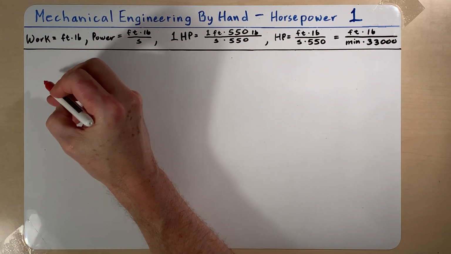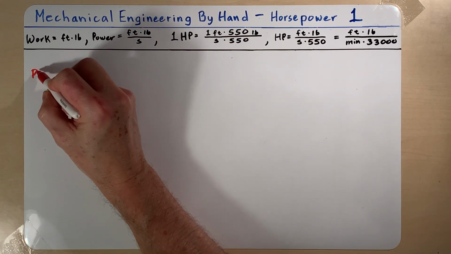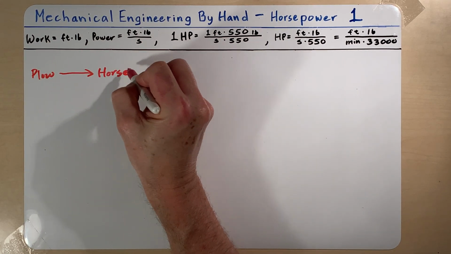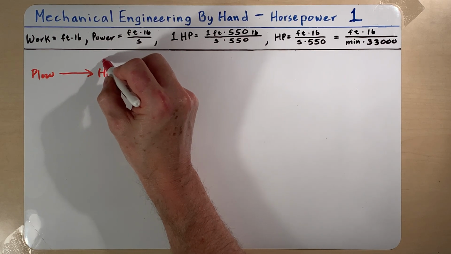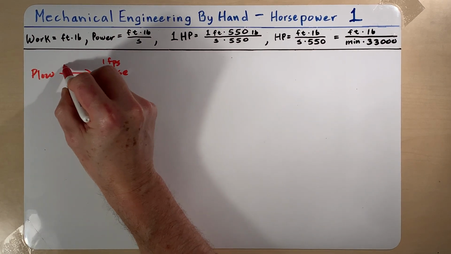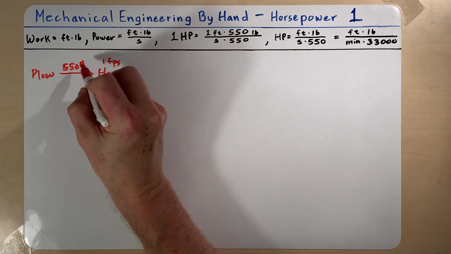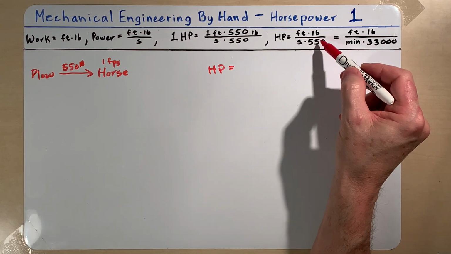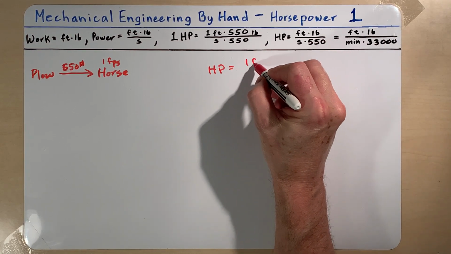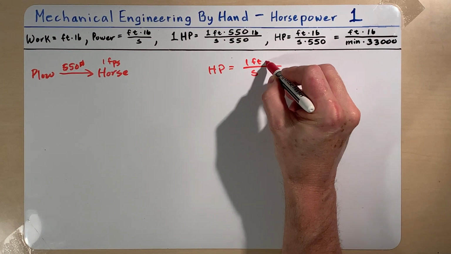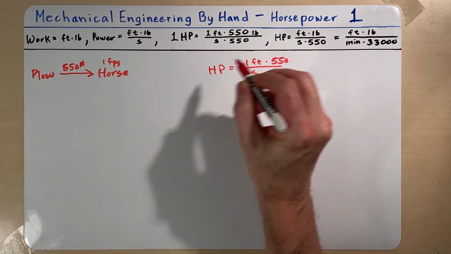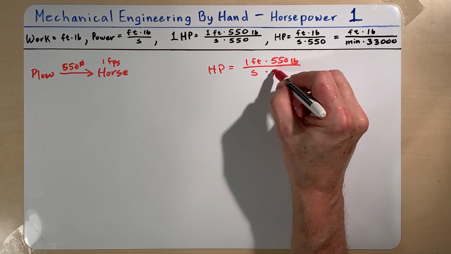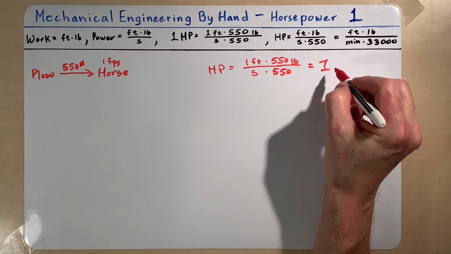So let's look at an equation. Let's say we have a plow being pulled by a horse, and our horse is going 1 foot per second, and it takes 550 pounds to pull the plow. So the horsepower, since we're using seconds, we'll use this equation. It's 1 foot per second times the 550 pounds to pull the plow divided by 550. And that equals 1.